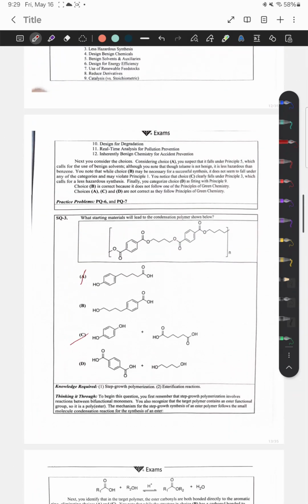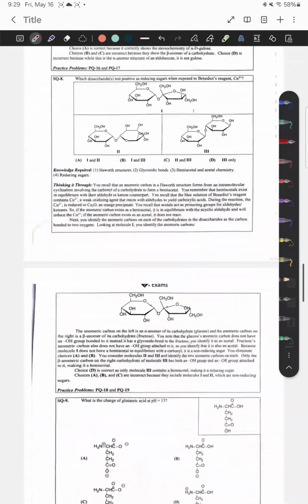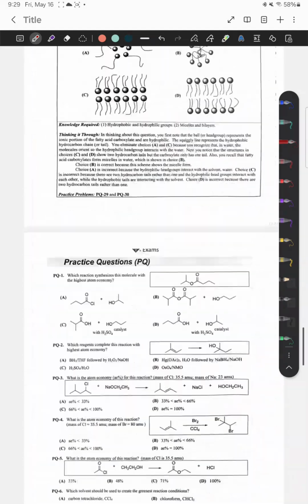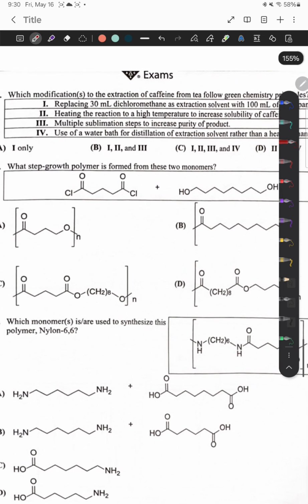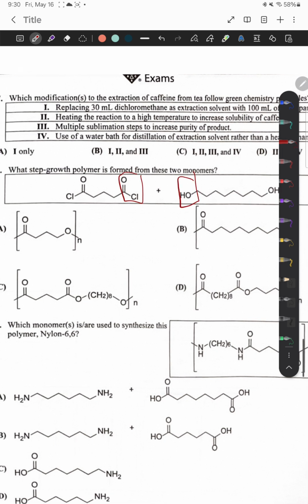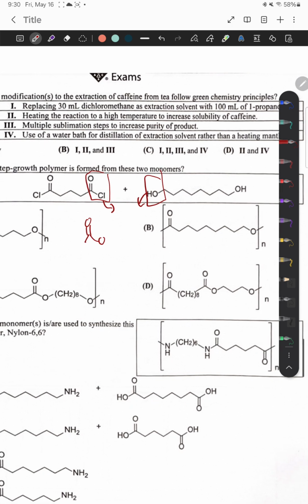The second question that I have is question 8 of chapter 16, which asks, what step-growth polymer is formed from these 2 monomers? So this acyl chloride reacts with this alcohol, more or less, the chlorine is a good leaving group. It'll leave along with the proton, and then they'll just be joined there. So instead of an acyl chloride, it'll now be an ester, and then it'll continue the same pattern.